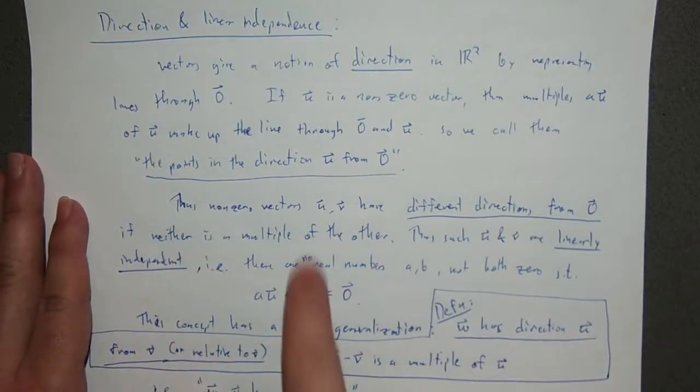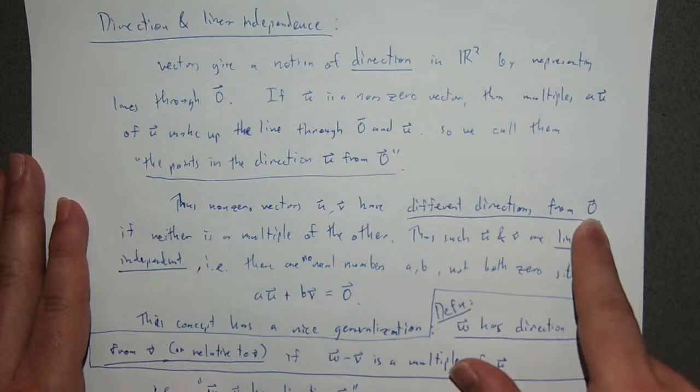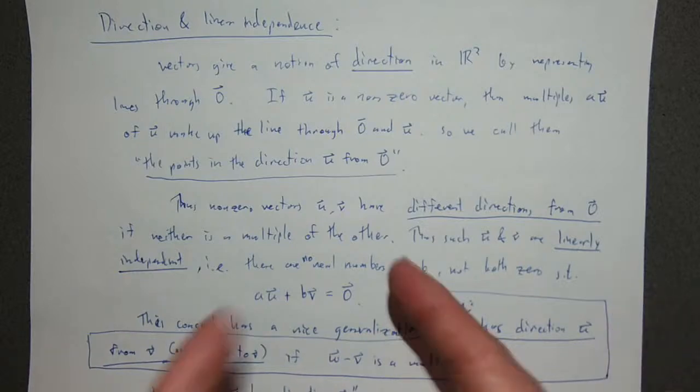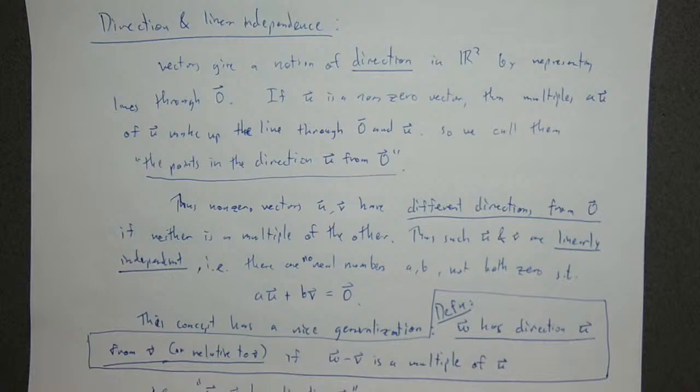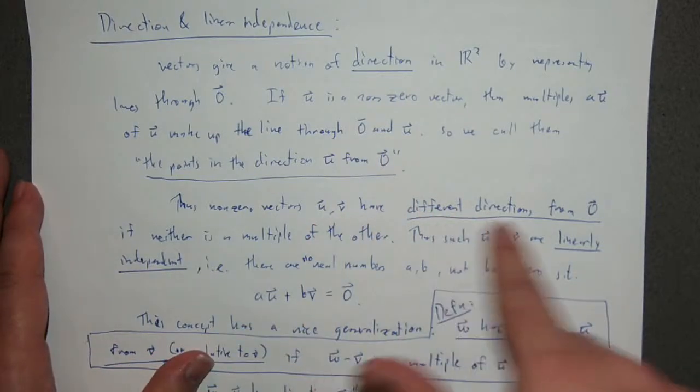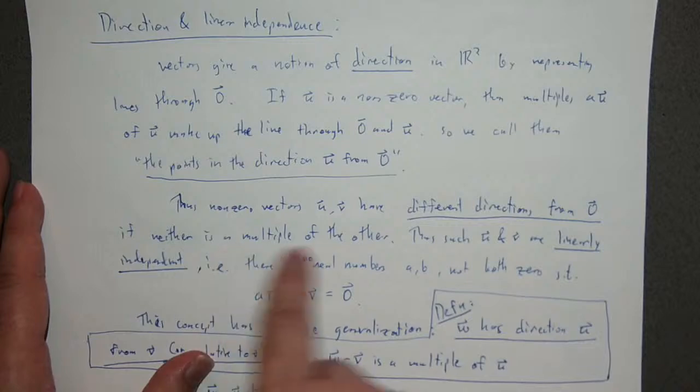Non-zero vectors u and v have different directions from 0 if neither is a multiple of the other. You might immediately notice that this has some implications coming from and going to linear algebra in terms of linear independence. A set of two vectors is linearly independent if and only if they're not scalar multiples of each other. Defining them this way, geometrically, we can define what it means for u and v to have different directions from 0, because neither is a multiple of the other.